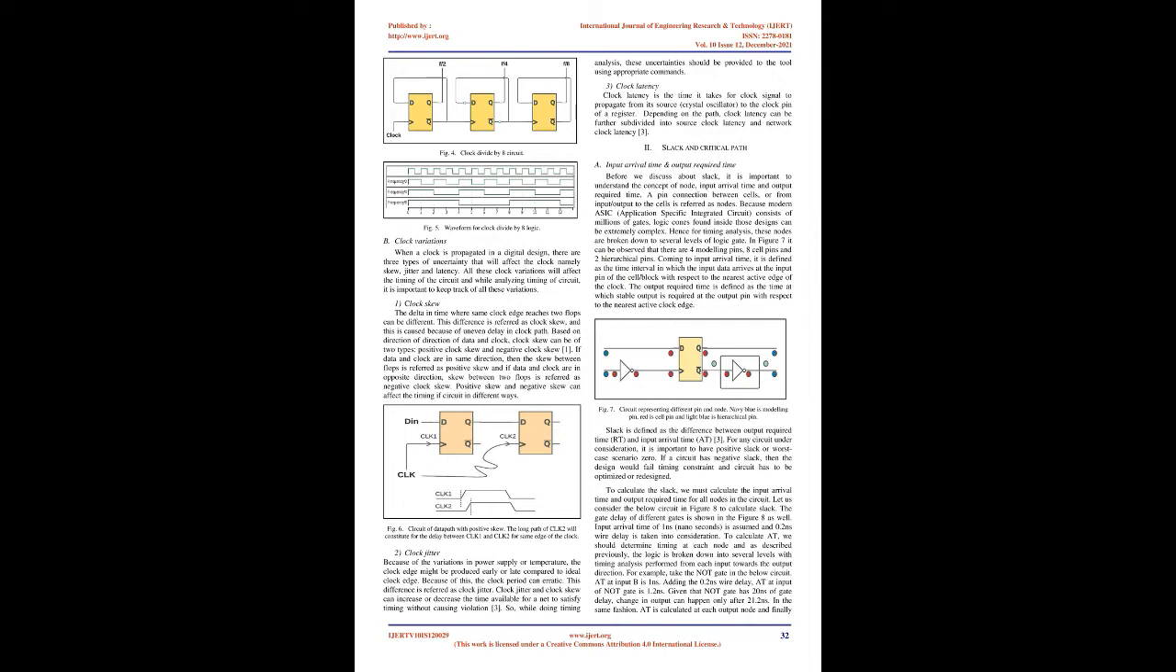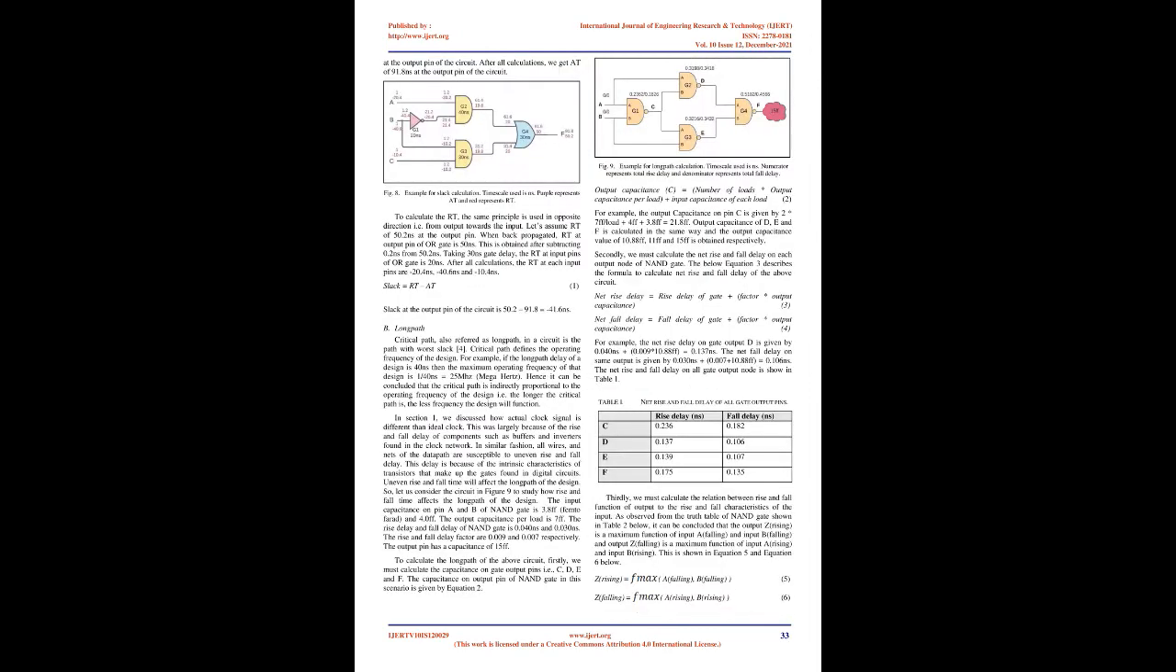To calculate it, we should determine timing at each node and, as described previously, the logic is broken down into several levels with timing analysis performed from each input towards the output direction. For example, take the NOT gate in the below circuit. At input B the arrival time is 1 ns. Adding the 0.2 ns wire delay, at the input of the NOT gate it is 1.2 ns. Given that the NOT gate has 20 ns of gate delay, change in output can happen only after 21.2 ns. In the same fashion, AT is calculated at each output node and finally at the output pin of the circuit. After all calculations, we get an AT of 91.8 ns at the output pin of the circuit.